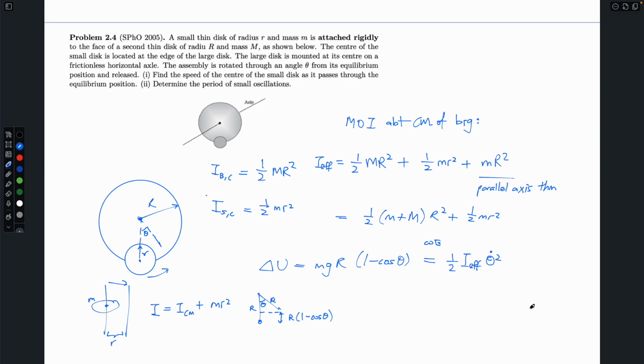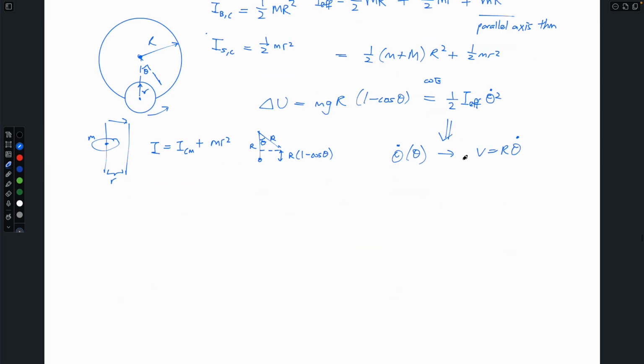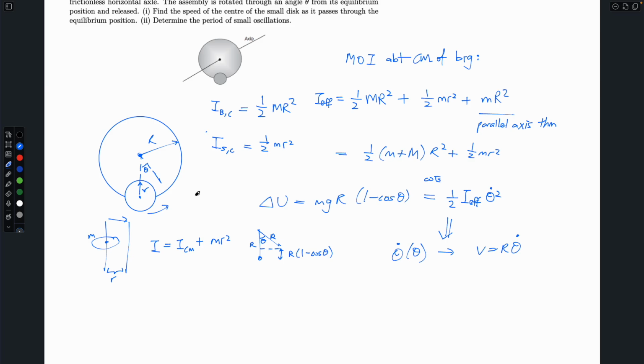So part one is just trying to find the speed. So this one, part one is easy. You can just rearrange for what theta dot is as a function of theta, and then you just do v equals r times theta dot. Okay? Do you need me to do the math? I think don't need, right? It's just math lah. So this is for part one.